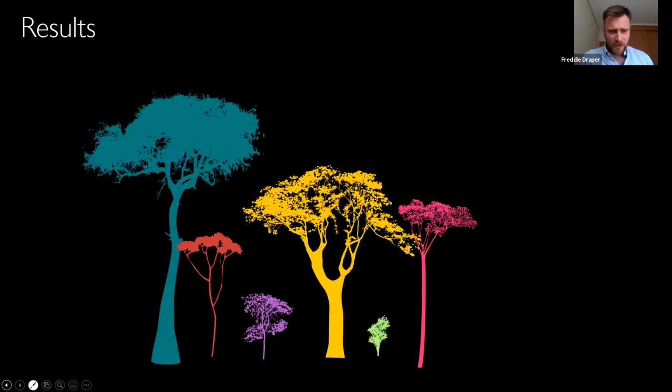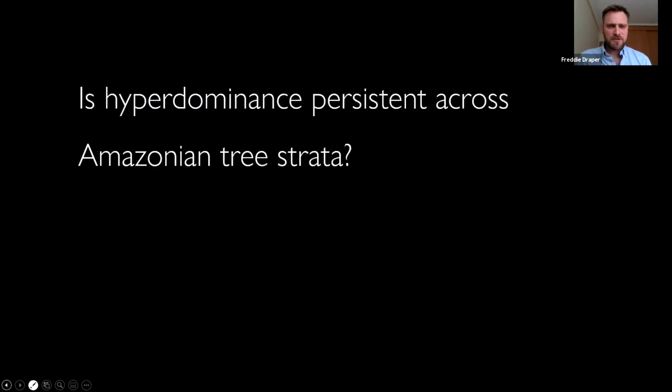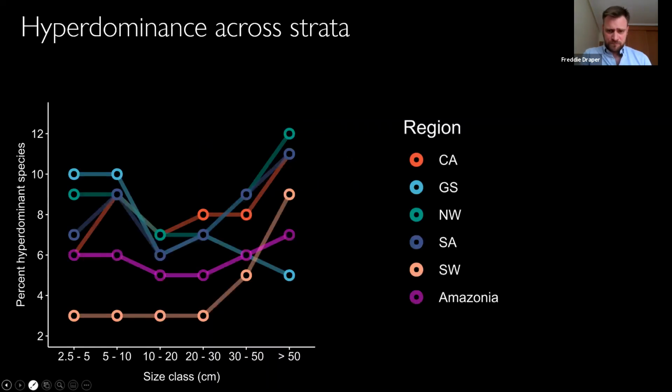Anyway, once we've gone through this process, we can start looking at these abundance estimates and at how this phenomenon of hyperdominance works across these different strata. So we wanted to address this first question: is hyperdominance persistent across these different strata? And that's what this data shows.